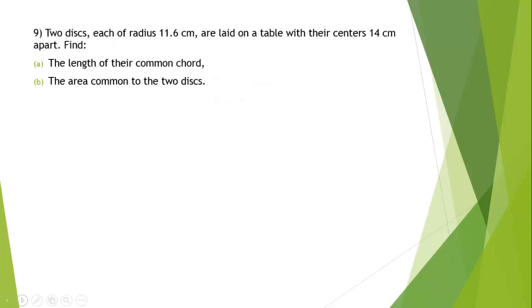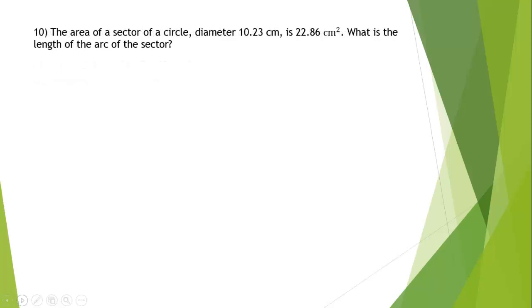Question number 9. Two discs, each of radius 11.6 cm, are laid on a table with their centers 14 cm apart. Find the length of their common chord, the area common to two discs. Question number 10. The area of a sector of a circle of diameter 10.23 cm is 22.86 cm squared. What is the length of the arc of the sector?